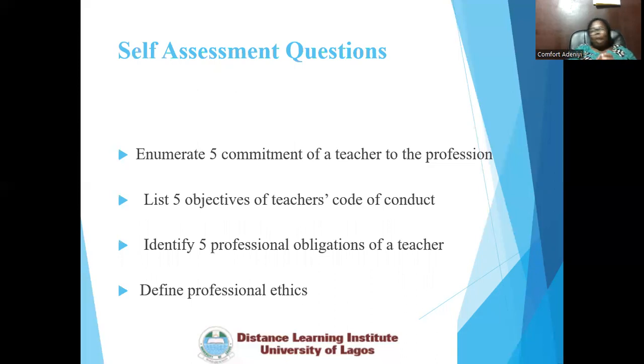Now, for you to know whether you have done well or whether you have really learned in this lesson, it would be good if you can assess yourself with the following questions. One, enumerate five commitments of a teacher to the profession. Two, list five objectives of the code of conduct. Three, identify five professional obligations of a teacher. Then four, define professional ethics.